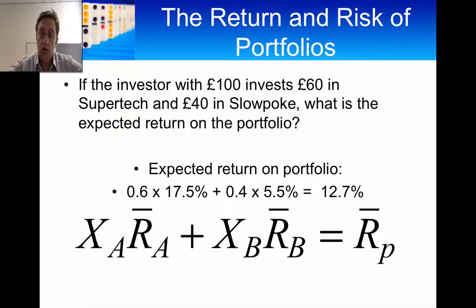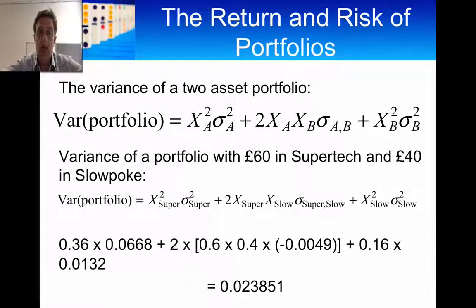Now we're going to calculate the variance of a portfolio. The formula for the variance of a portfolio is more complex because we're dealing in squares, and you can see that there are two components to it. There are these squared terms: the weight of Supertech squared times the variance of Supertech, and the weight of Slowpoke squared times the variance of Slowpoke. So they're the same here.